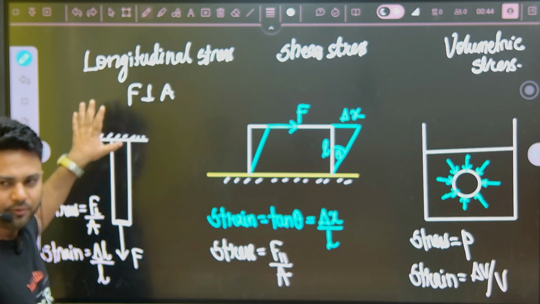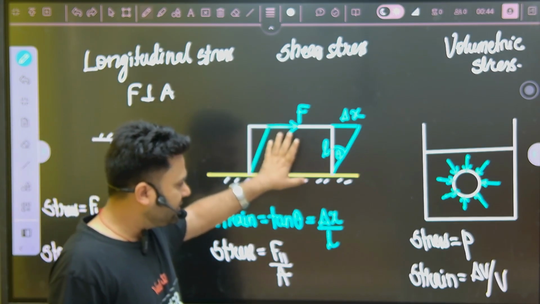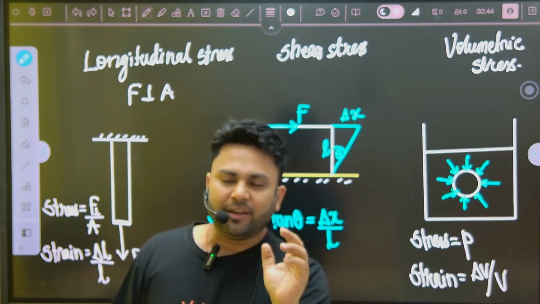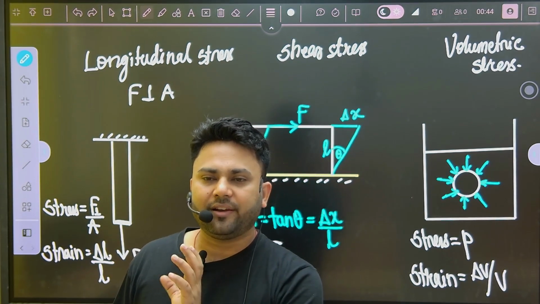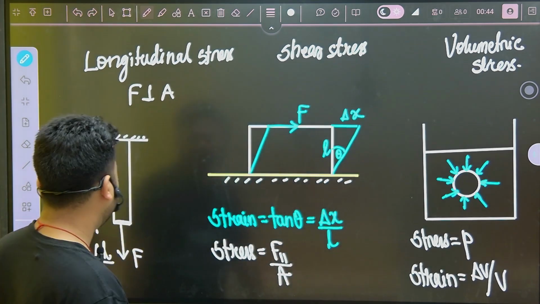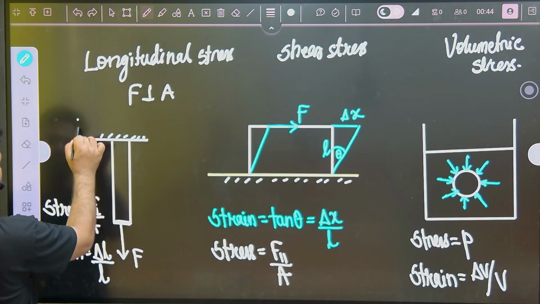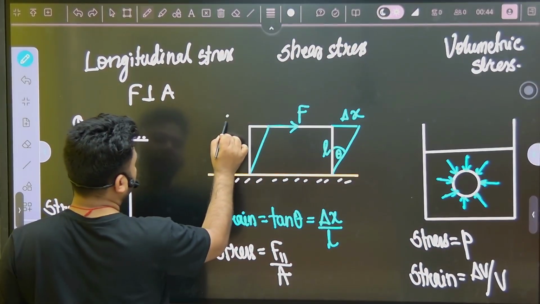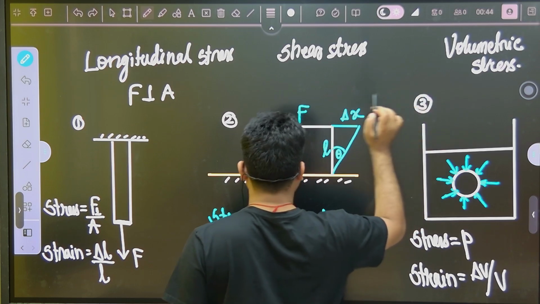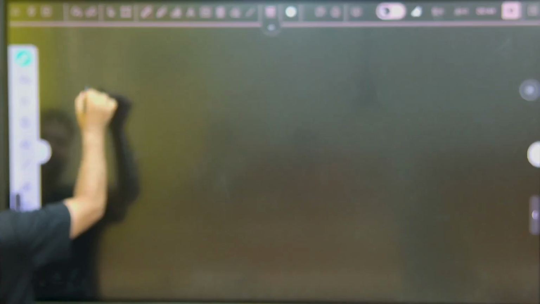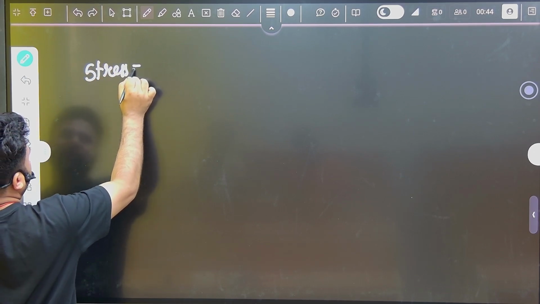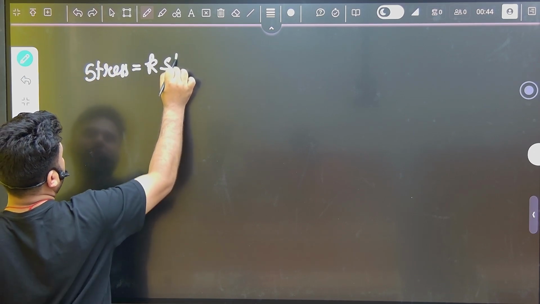Whether they give you this case, this case, or this case, in all the cases the main formula, Hooke's law, is valid. That is, stress equals some constant into strain. In all these three cases, suppose this is case number 1, this is case number 2, that is shear stress, and this is case number 3, this is valid: stress equals K times strain.